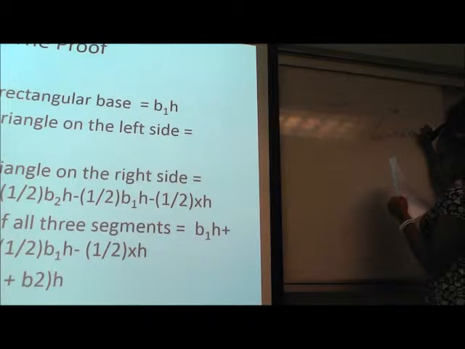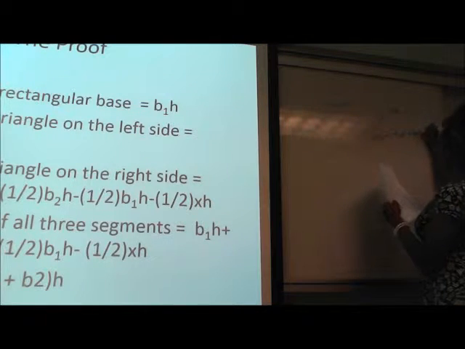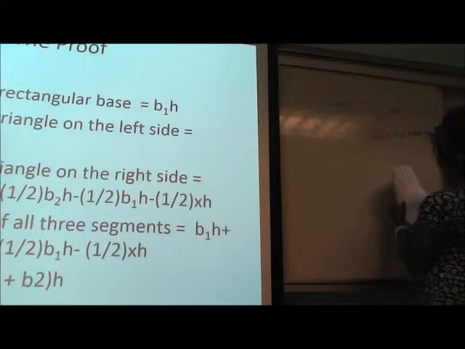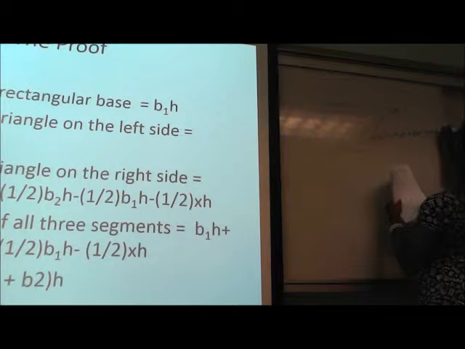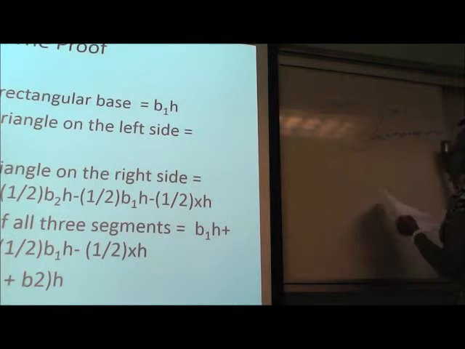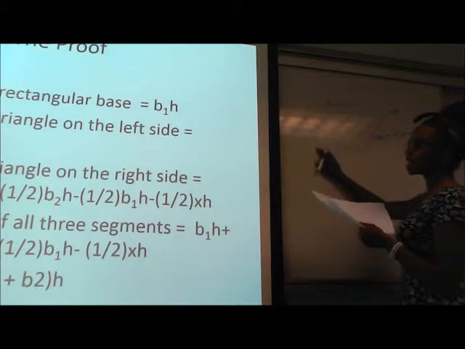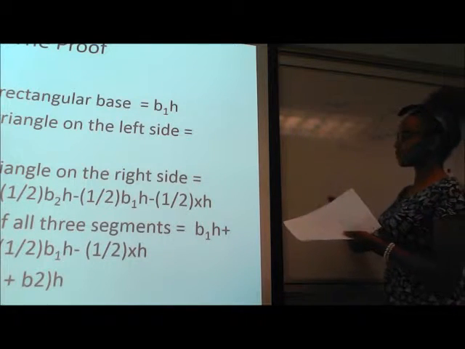And so a combination of all three of these segments, all of these combined together but simplified, becomes 1/2 times base 1 plus base 2 times h, which was your original equation in the first place.